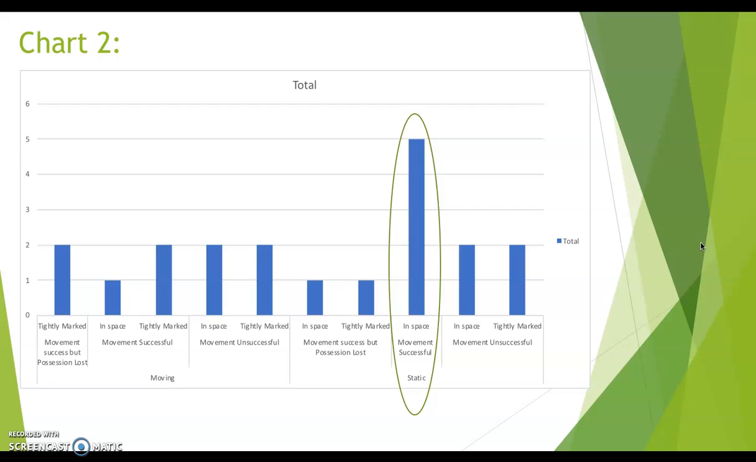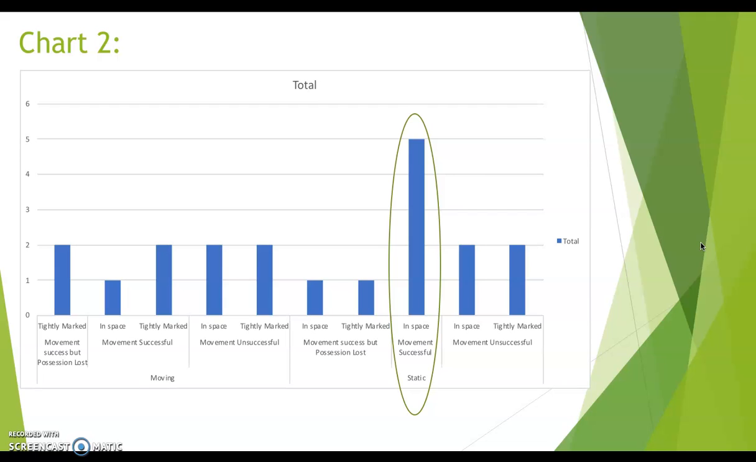The next graph shows the success rates when pressure is applied. Key things to see here are that the movement success was highest when players were in space and static, showing that players went for easy options when passing, not moving in space further up the court to score. Going to the side to make sure the pass was made.